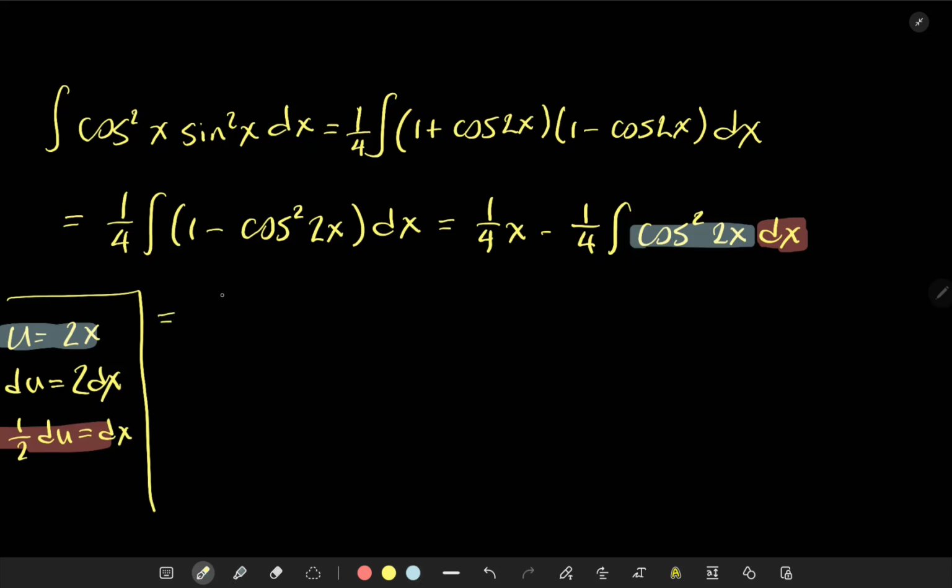I'm going to have my 1/4 of x minus 1/4 of the integral of the cosine squared. I forgot something. Cosine square of u, the dx I said was 1/2, so 1/4 becomes 1/8 du. Now I gotta go back and look at what the integral of the cosine square of x dx was, and I want to write down the solution.